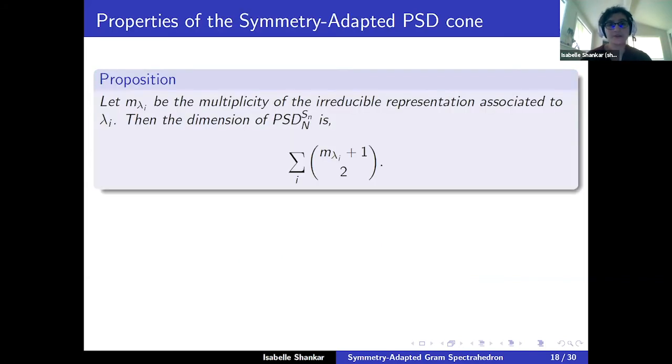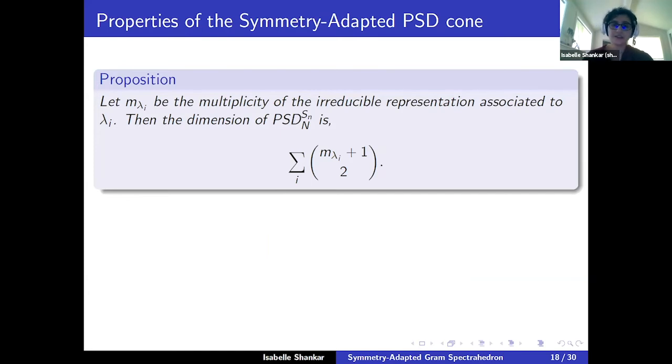So the first question was, well, what's the dimension? And you can see it here. We found that if you let m_λi be the multiplicity of the irrep labeled by λi, then it's exactly summing up the (m_λi plus 1 choose 2) over all irreps that appear.